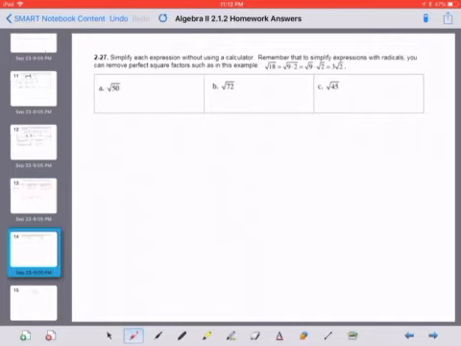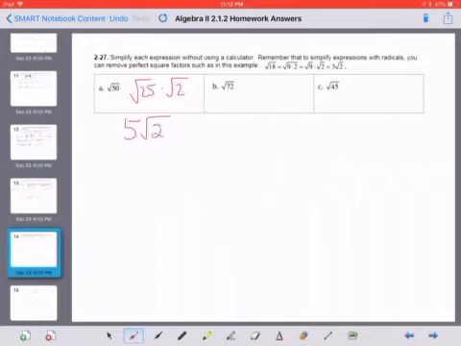We want to practice changing radicals into their more simplified expression by removing any perfect squares. So 50 we actually already did earlier. So I know that the square root of 25 times the square root of 2 is going to give me the square root of 50. So I just rewrite it as 5 the square root of 2.